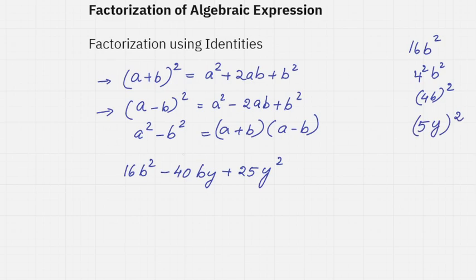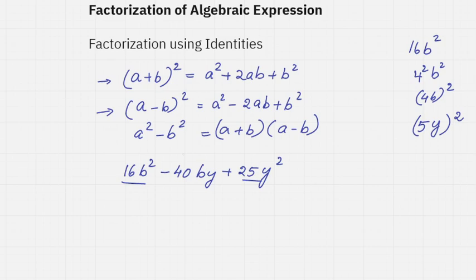So we are having two terms which are perfect squares, and you have to check the sign, whether it is positive or negative. So these squares must be positive. Here 16b square is positive and 25y square is also positive. So these two conditions are satisfied. Now after that you will go with the third term. What is the left out term? Now we have minus 40by as the left out term.